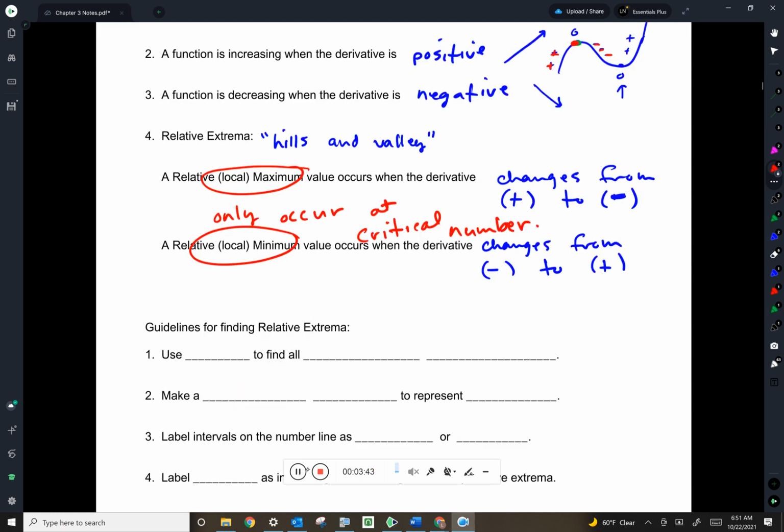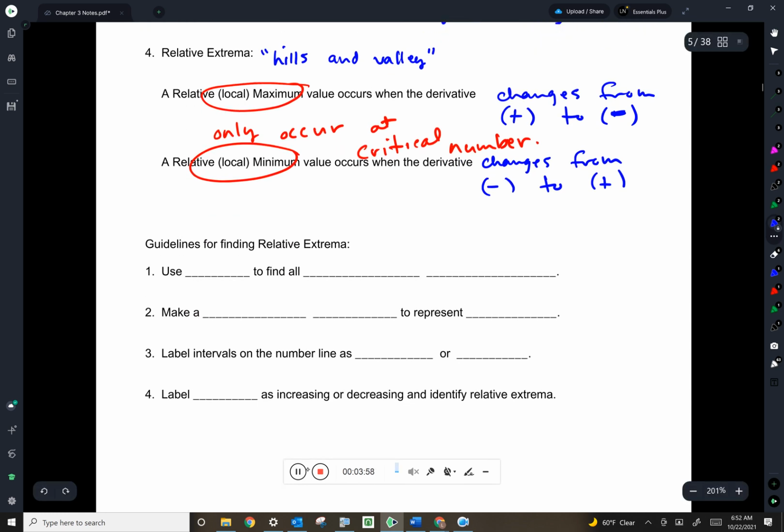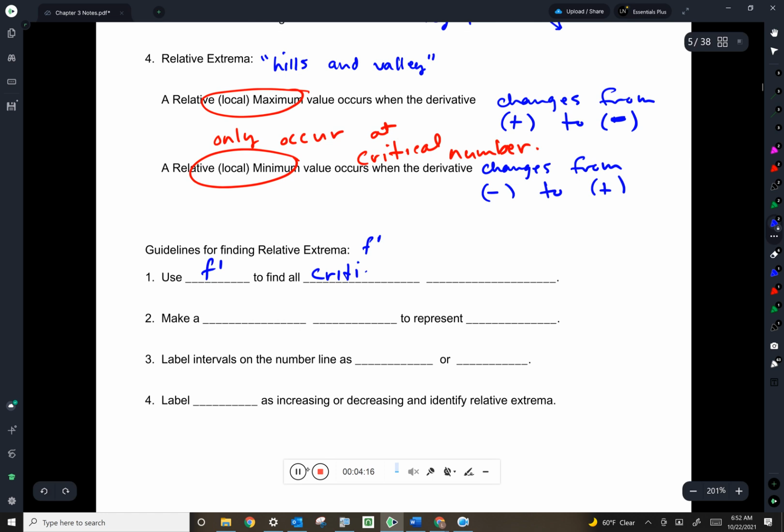Okay, so guidelines for finding relative extrema. Remember, we did the guidelines last time for finding absolute. We said you find the critical numbers, and then you plug the critical numbers and the endpoints back into the original function. Okay, for relative extrema, you don't go back to the original function. For relative extrema, you stick with the first derivative. So number one, use the first derivative to find the critical numbers. This is the only step that is the same as what we did on absolute max and min.